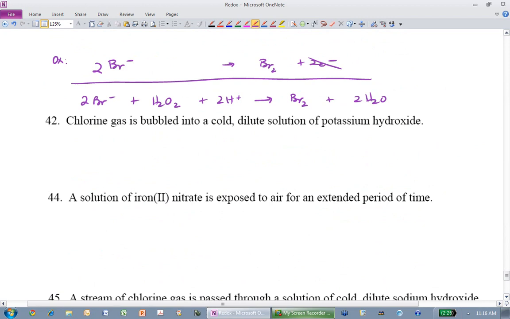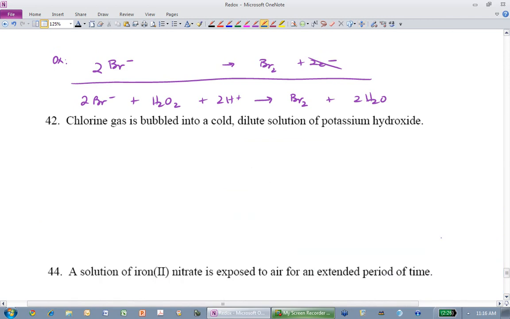All right, let's go with blue, even though chlorine is a green gas. Cl2 bubbled into a cold dilute solution of potassium hydroxide. You just have to know this one. When you have a halogen in a strong base, it is a disproportionation reaction. So make the halide, and then make an oxyhalide.